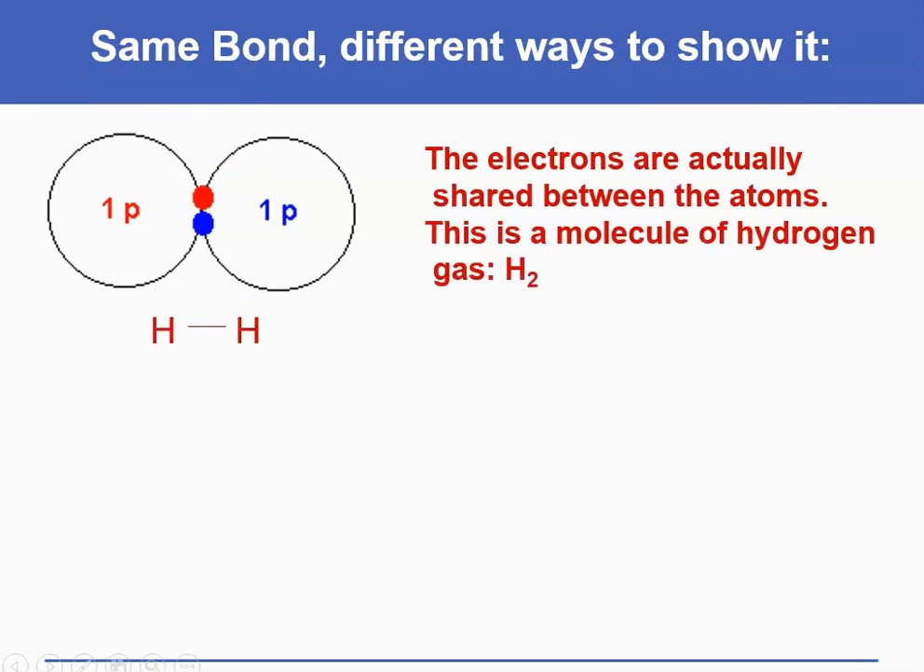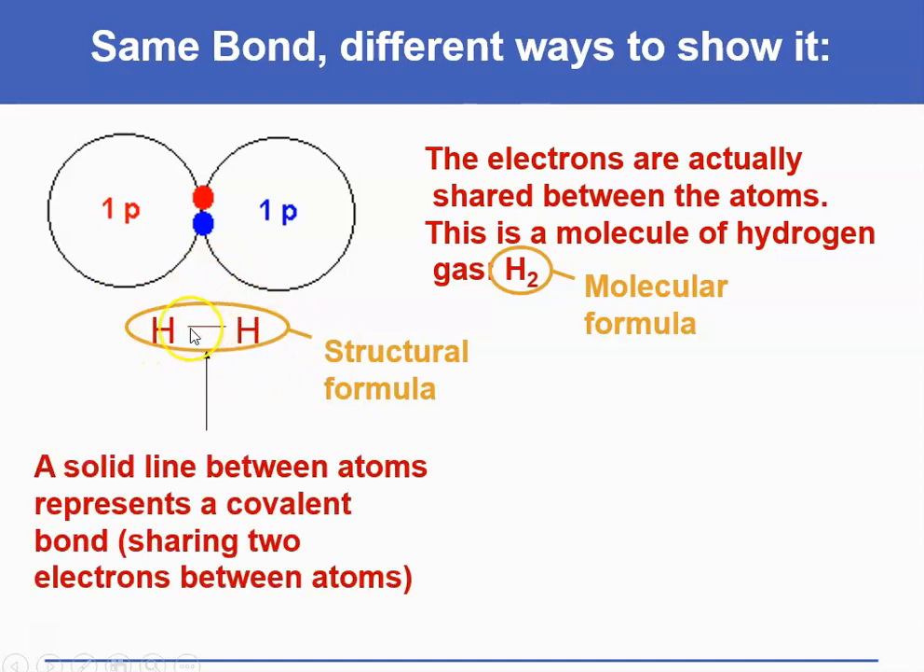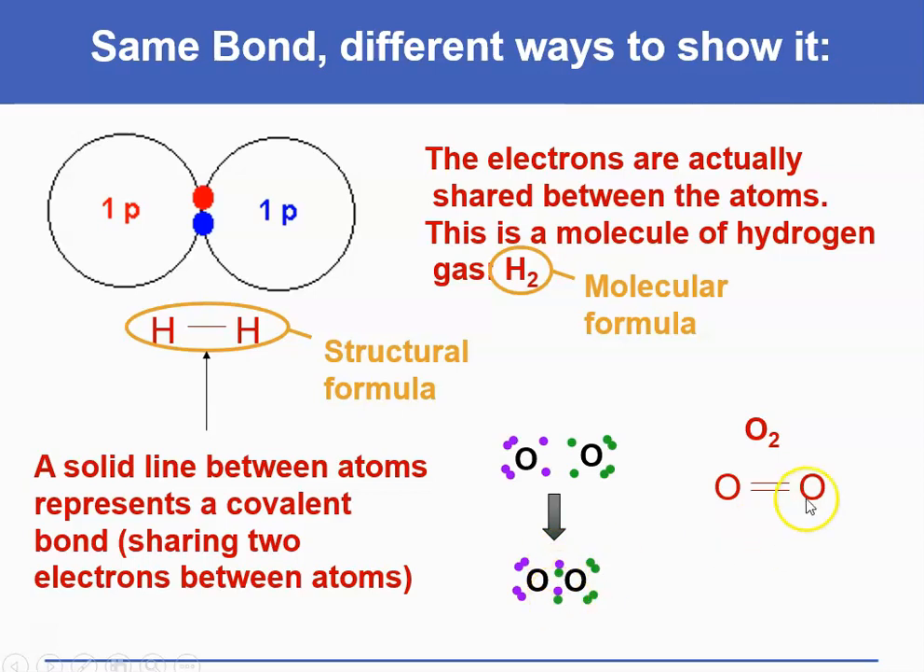There are different ways we can show this. We can have a molecular formula where we just count how many atoms of each different element there are. We can draw a structural formula where we draw it out with a line representing that covalent bond. We can do a Lewis dot diagram showing those electrons, and we can again show double bonds with 2 lines going through.